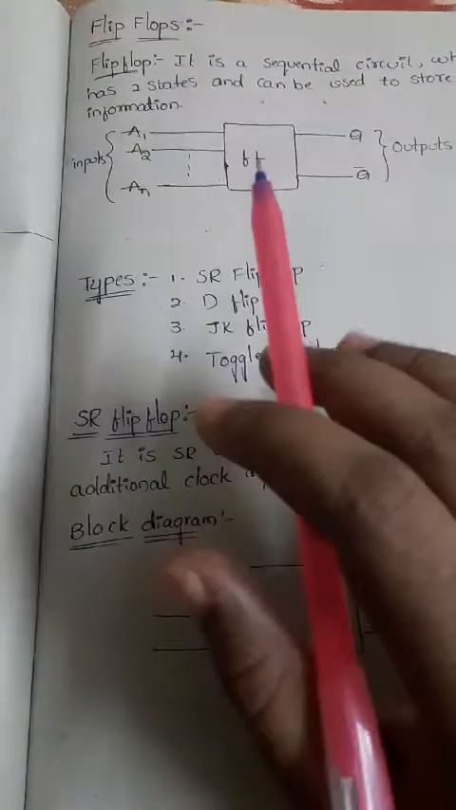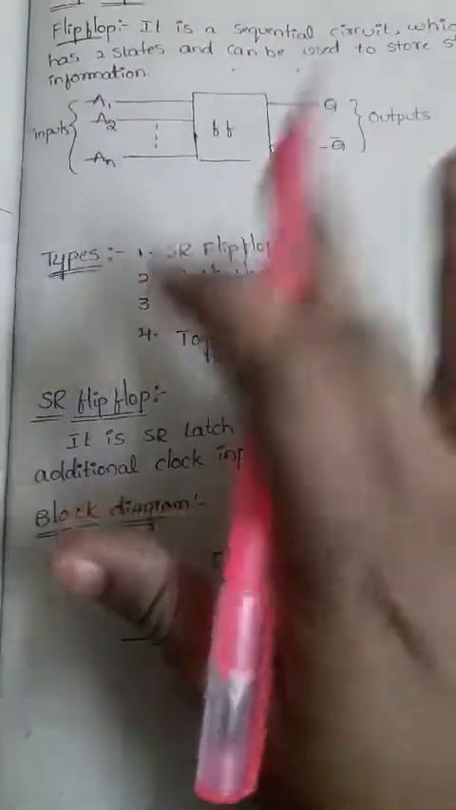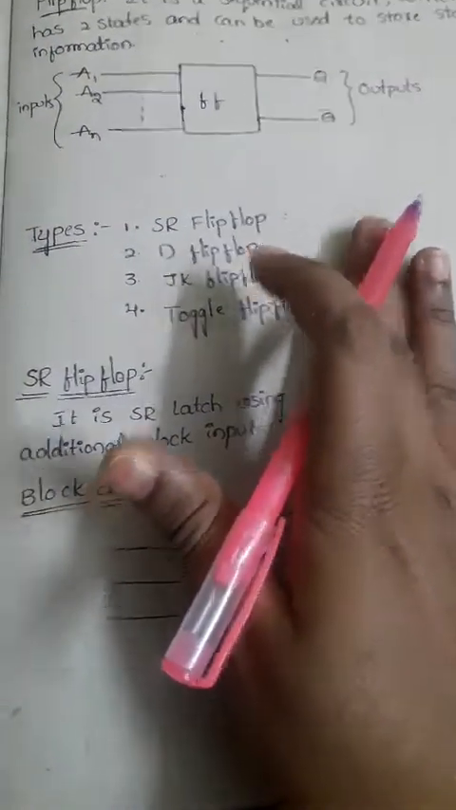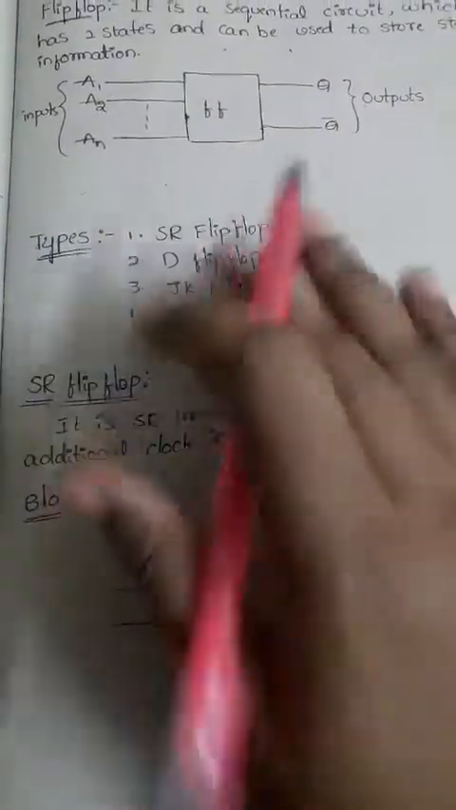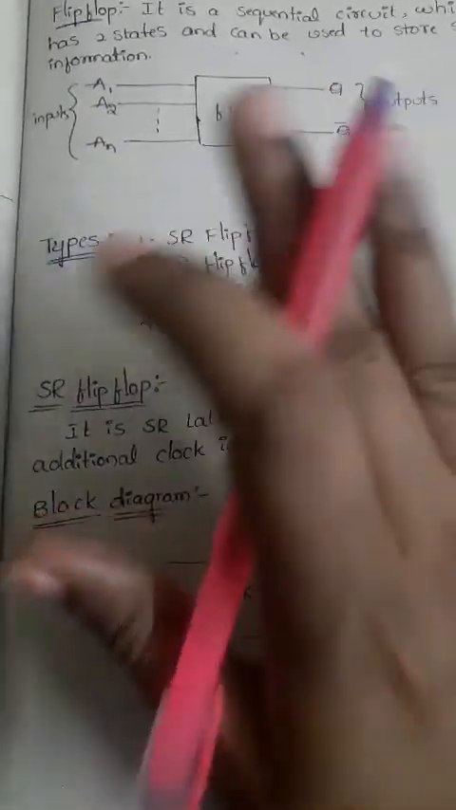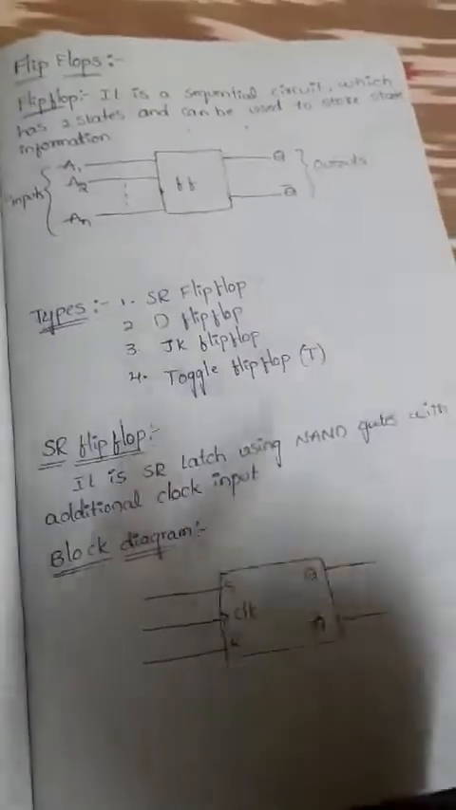Before starting the flip-flop concept, first we should remind ourselves what is meant by a sequential circuit. A sequential circuit is one whose output depends on the present input as well as the past output. That circuit we can call a sequential circuit. The best example of a sequential circuit is the flip-flop. Now we'll see the flip-flop concept.